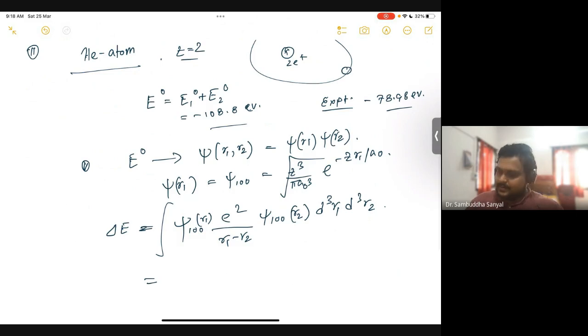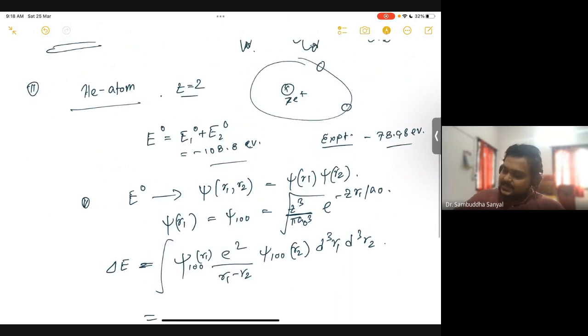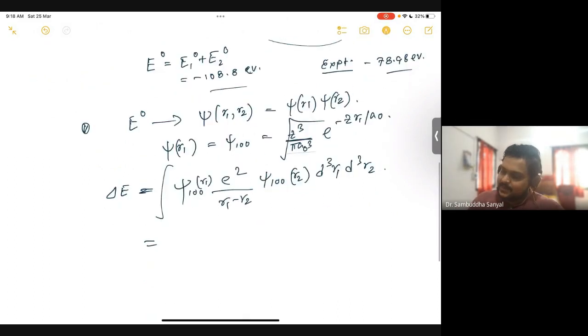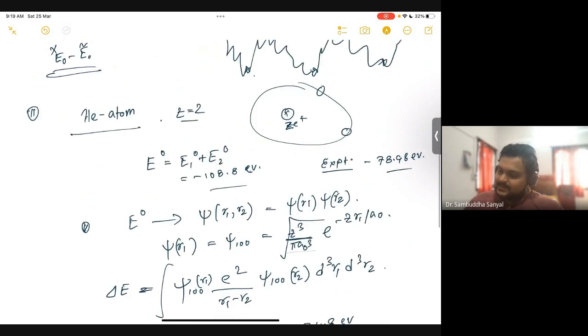Notice I used a Z here. Z is basically the nucleus charge. I'm just using that as a generalized parameter, and I'll tell you in a moment why. So I will get 5Z by 4. If I calculate this number, this is minus 74.8 electron volt. That is only a 5.3% error relative to the experimental value.